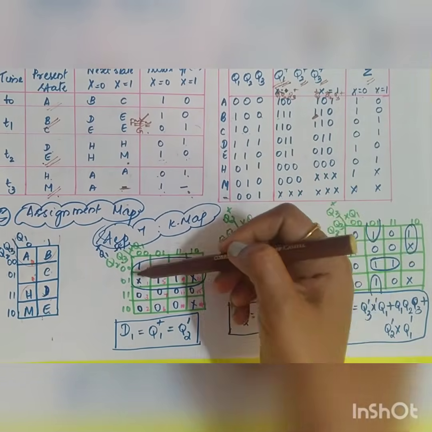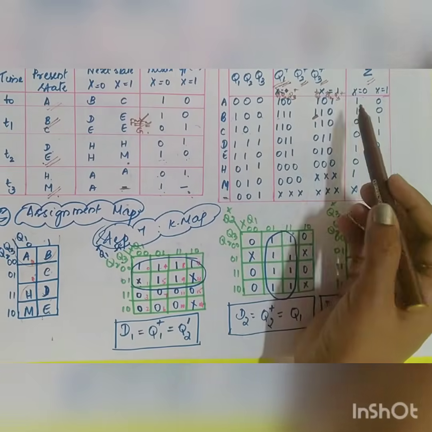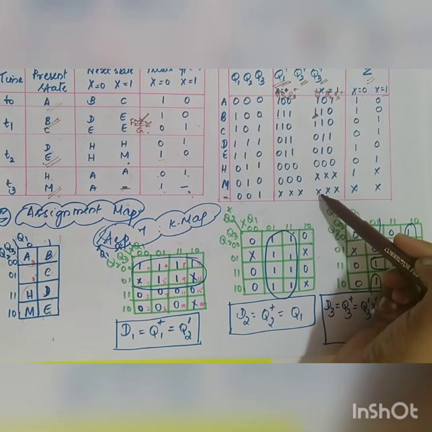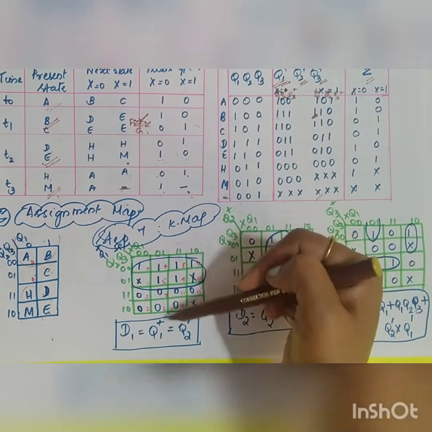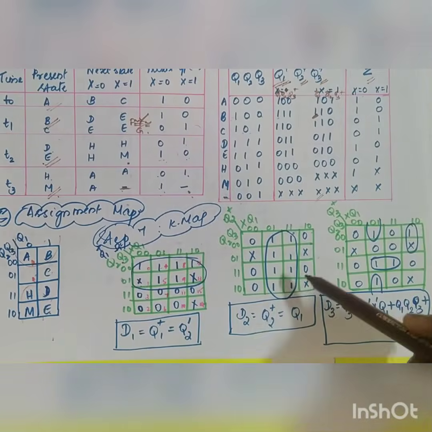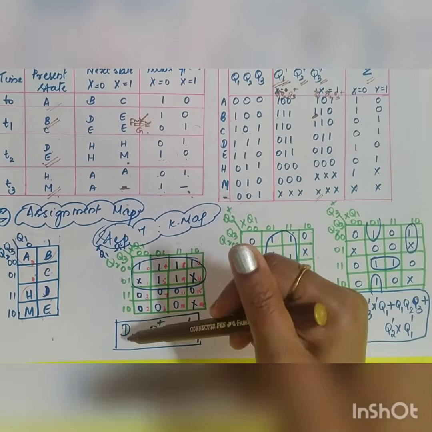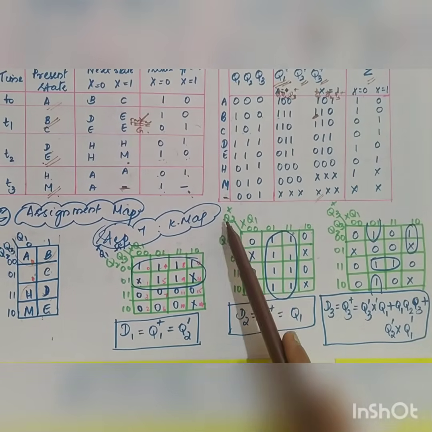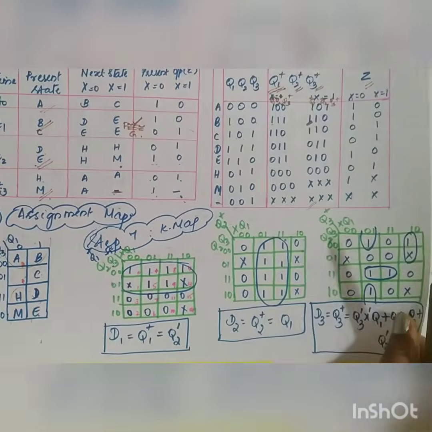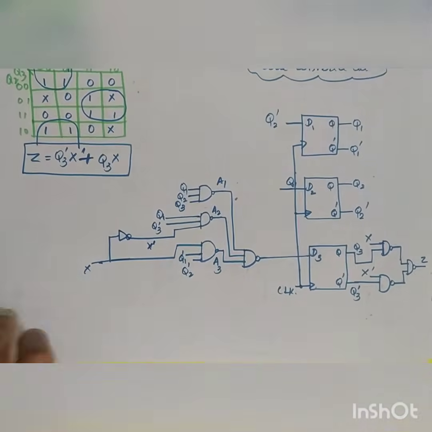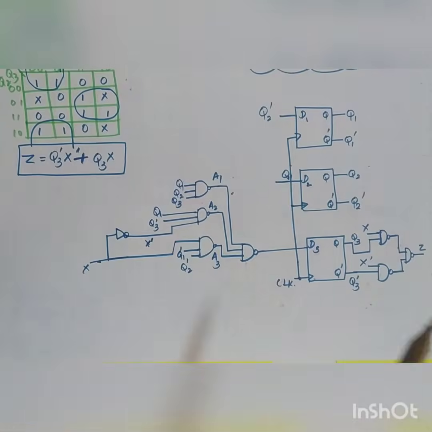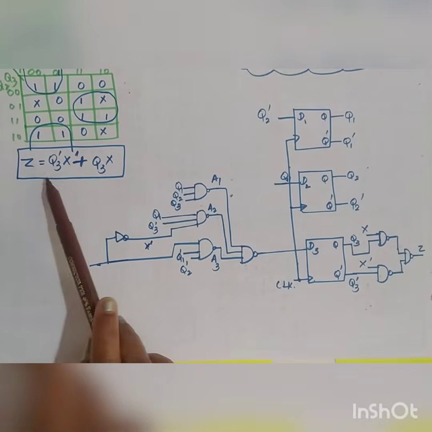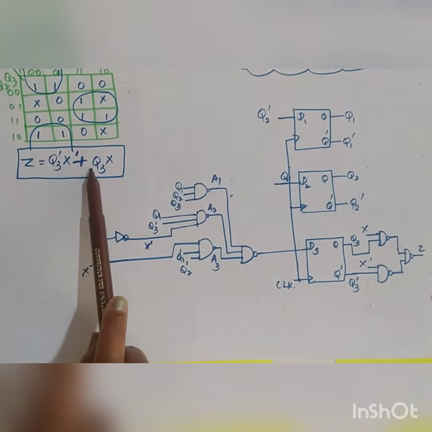For example, 1, 0, 0, 1. So x is equal to 1, 0, 0, 1. Here it is don't care. Okay. So this is how you have to fill for Q1. Next, you have got the equation D1 is equal to Q1 plus is equal to Q2 dash. Similarly, you have to do it for Q2 plus, Q3 plus and Z for your output. So Z is equal to Q3 dash X dash plus Q3 X.